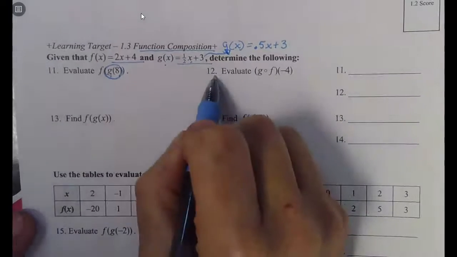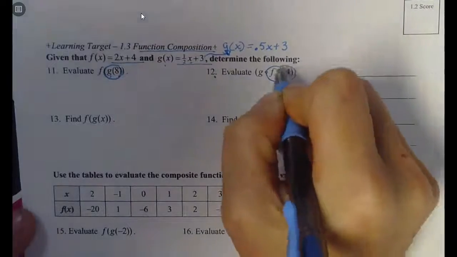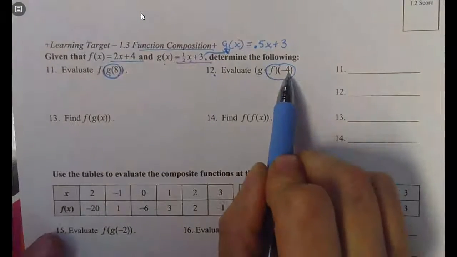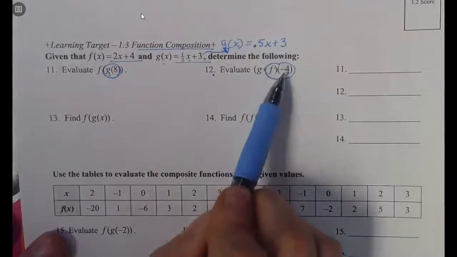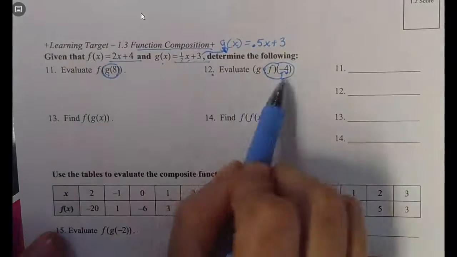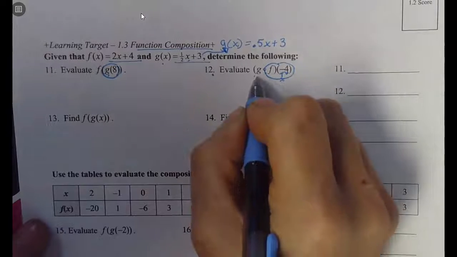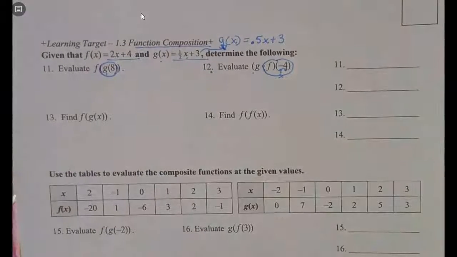12. This is just written a different way, but again, we go inside out. So you're doing f of -4. So you go to your f function and plug this in for your x value. That's your x. You get a new number, and then you plug that into your g function last and get your final number.